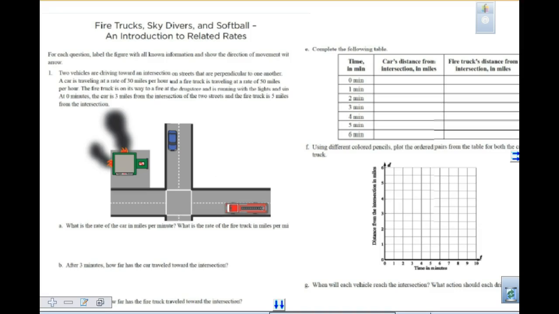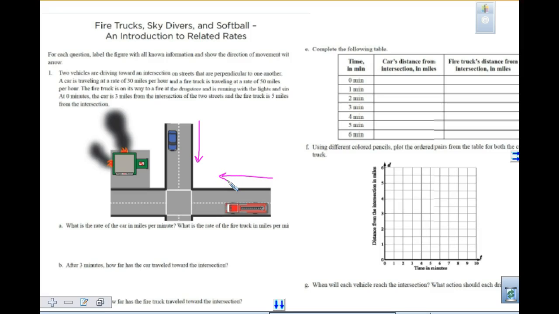Okay. Would anyone like to read for me, Hale, would you? Sure. Two vehicles are driving toward. For each question, label the figure with all known information and show the direction of movement with an arrow. Two vehicles are driving toward an intersection on streets that are perpendicular to one another. A car is traveling at a rate of 30 miles per hour, and a fire truck is traveling at a rate of 50 miles per hour.